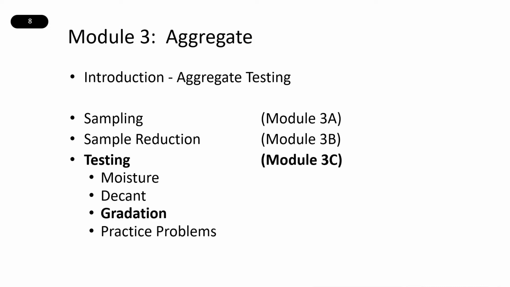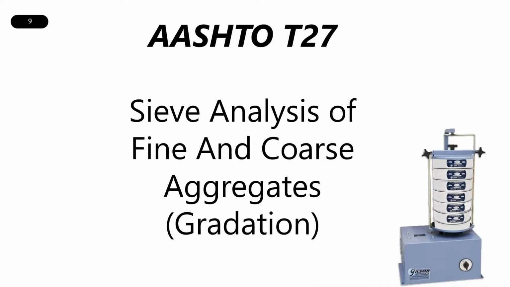Continuing with Module 3C, let's discuss gradation. After completion of the decant, the material is dried to a constant weight, weighed and recorded, and then placed into the top of a set of nested sieves. Depending on the type of sample, an appropriate shaker and sieve shall be selected for the shaking procedure. Every effort should be made to avoid overloading the sieves.